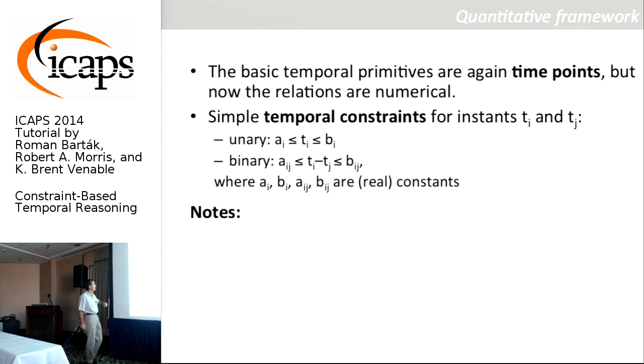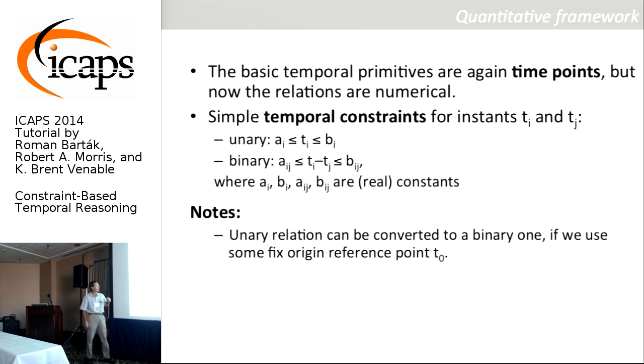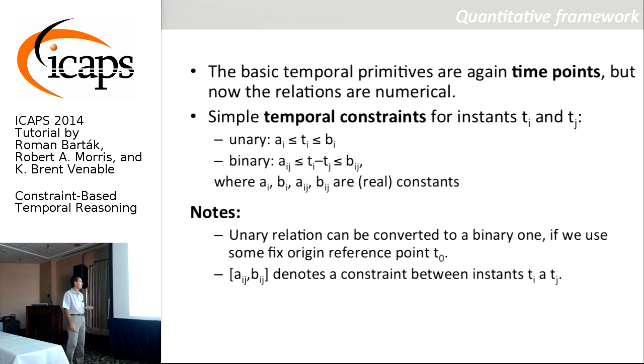And as I said, actually the unary relation can be converted to a binary relation if we introduce a specific time point, the beginning of the world, or something like this, a reference time point T0, which could be 0 in this case, right? And then every relation can be described as a binary relation. So we will be working just with binary constraints, and the constraints will be defined by minimum and maximum distances between two time points, right?